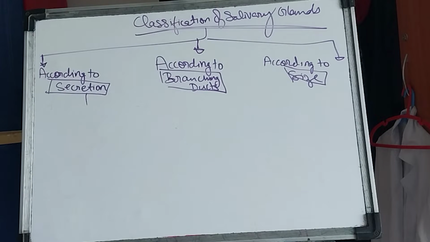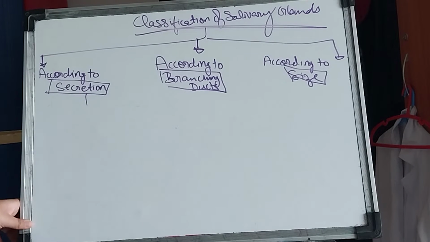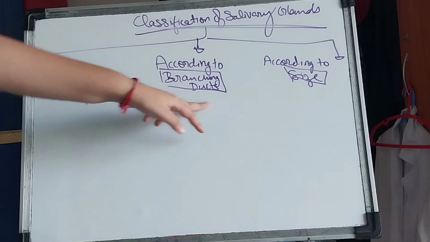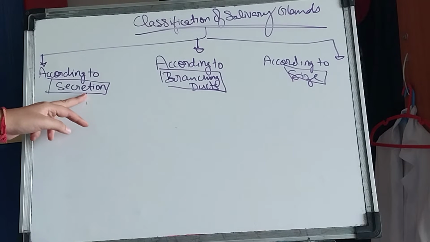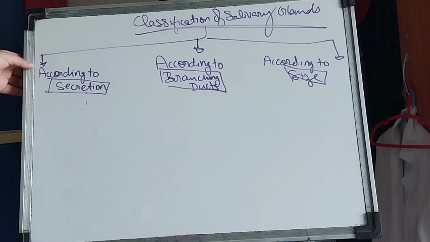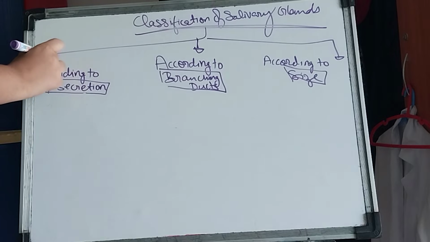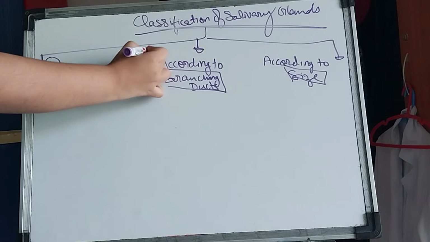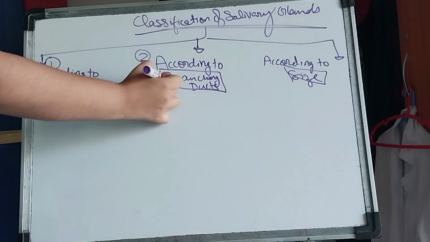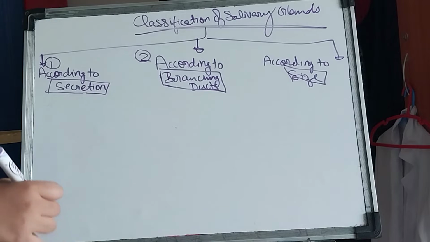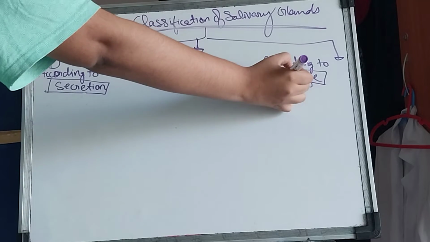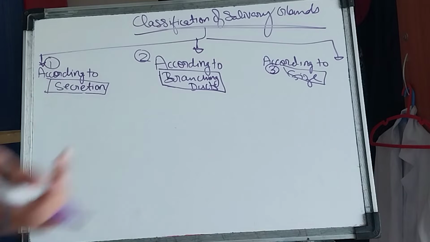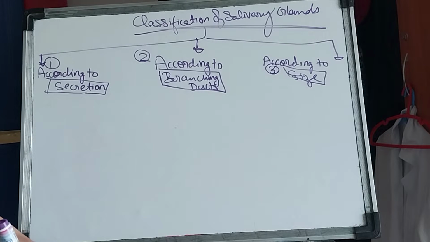Very important question, frequently asked. The salivary glands can be divided into three classifications. First, according to the type of secretion that the salivary gland secretes. Second, the type of duct it has, branching ducts. And third, according to the size, how big or small the salivary gland is.